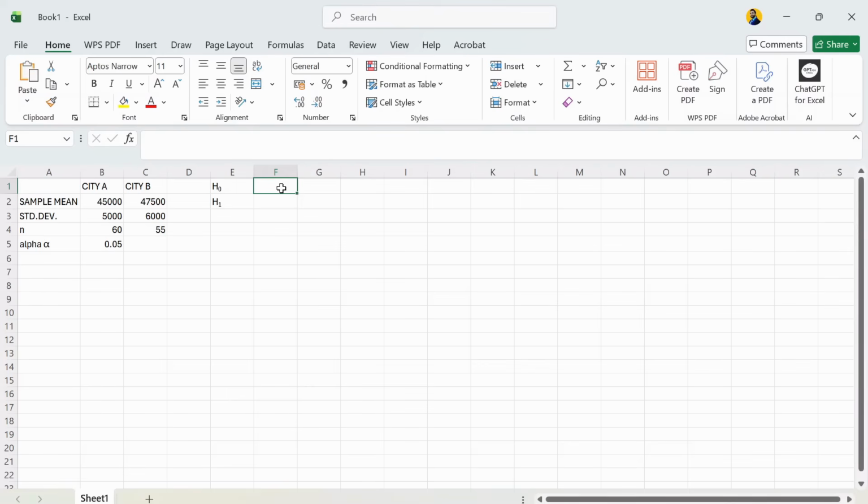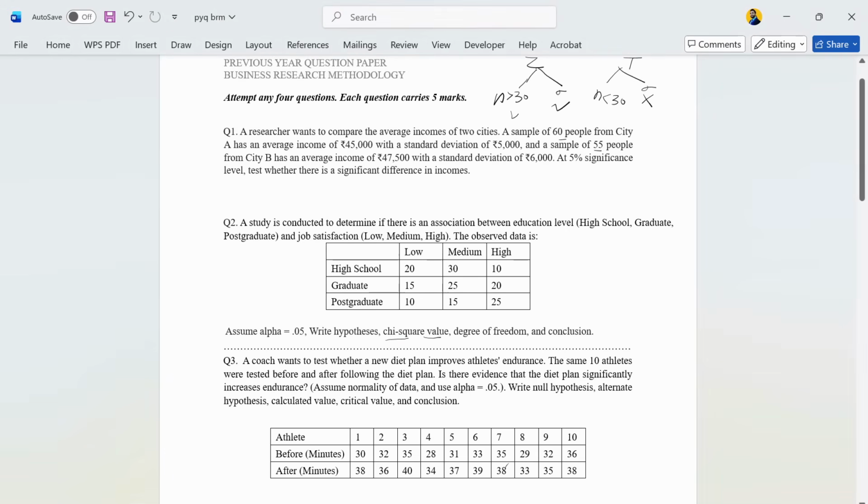So hypothesis basically means that to prove a certain explanation, we use certain statements, and that statement is further divided into two categories: null hypothesis and alternative hypothesis. Right? So in our question, as it is given to us, we have to basically find out whether there is a significant difference in income or not.